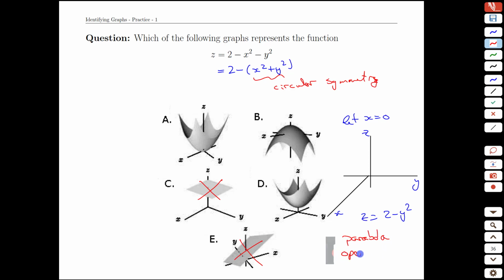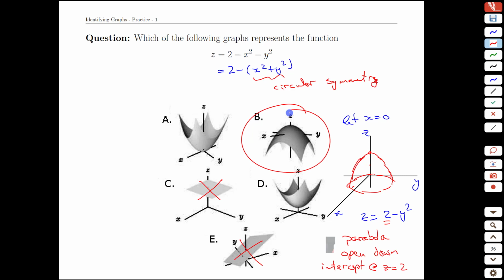It's going to open downwards, and it's going to have an intercept at z equals 2. So that intercept at z equals 2 would be up here and opening downwards, and then we add the circular symmetry, and all of a sudden we have B being the correct answer. We know it's not D because it doesn't open the right way. We have negative y squared, a downward parabola, and it can't be this graph either because it's also opening upwards and not downwards.